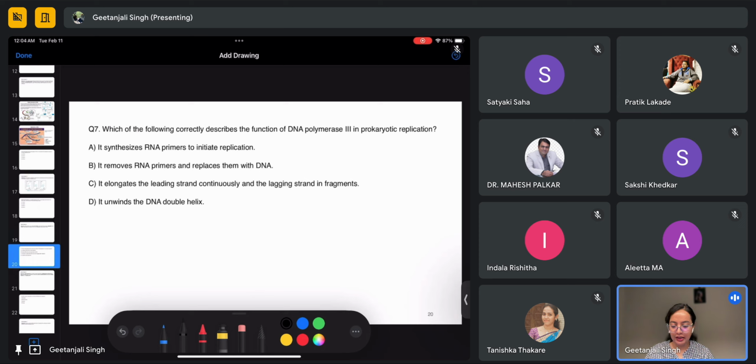Which of the following correctly describes the function of DNA polymerase 3 in prokaryotic replication? A. It synthesizes RNA primer to initiate replication. B. It removes RNA primer and replaces them with DNA. C. It elongates the leading strand continuously and the lagging strand in fragments. D. It unwinds the DNA double helix.